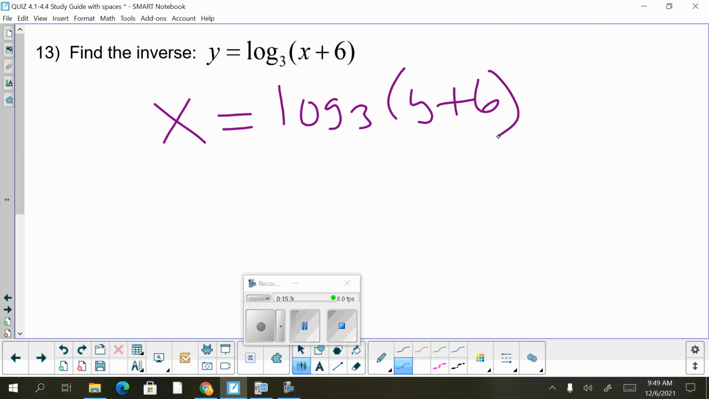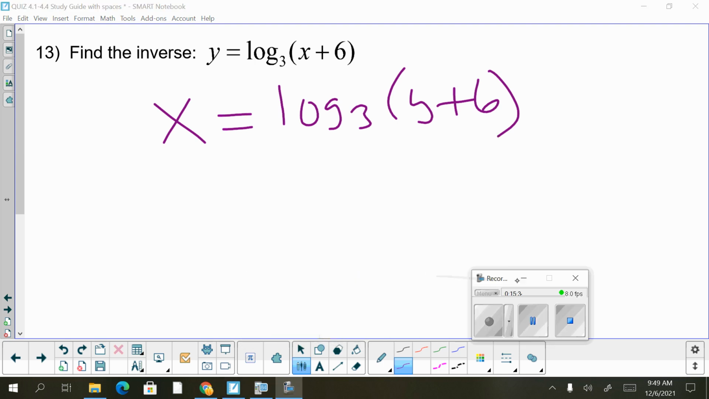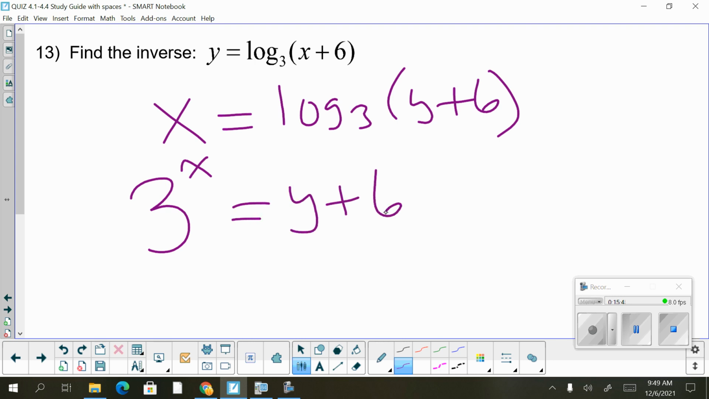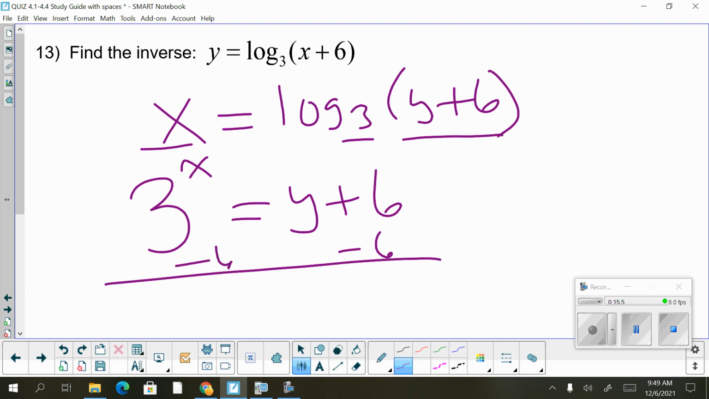So if you start with a log, you'll end with an exponential after doing the inverse. To put this in exponential form, I'm going to use 3 as my base, the x as my exponent, and the y plus 6 as my solution. So base, exponent, solution. We are solving for y, so we want to finish by subtracting 6. So here is my inverse, 3 to the x power minus 6.